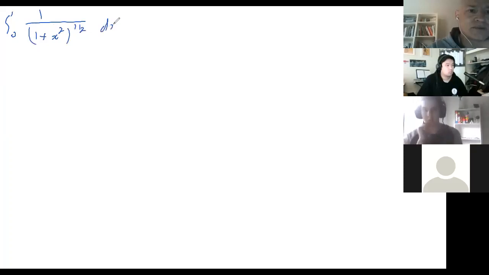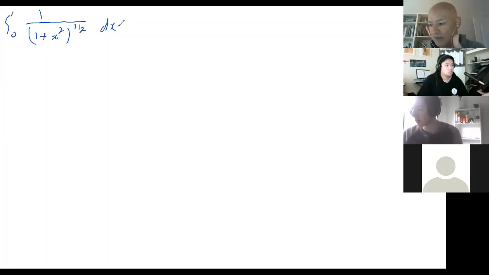Okay. So now, the second part of it says, by simplifying your last result, if necessary, evaluate the integral from 0 to 1 of 1 divided by the square root of 1 plus x squared, which I'm just going to write as (1 plus x squared) to the half, dx. So that's what we've got to do.